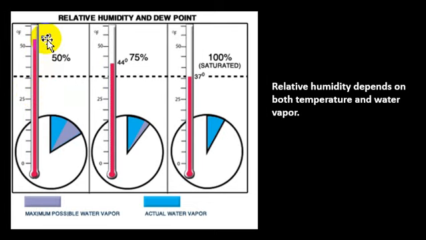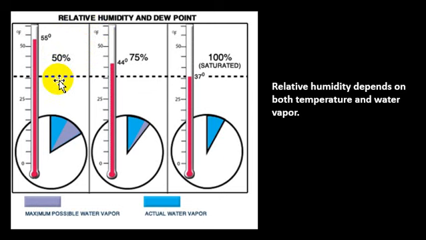Here we have three different temperatures: 55 degrees, 44 degrees, and 37 degrees. Like I said, 37 degrees was the dew point. What did I just say? Dew point is the temperature at which air must be cooled in order to become totally saturated. So, actual water vapor. 55 degrees, the dew point is 37. It's almost 20 degrees, actually 18 degrees above dew point.